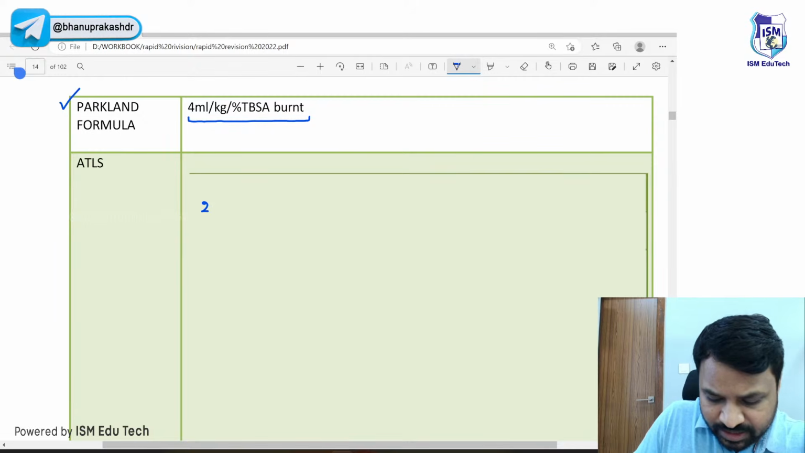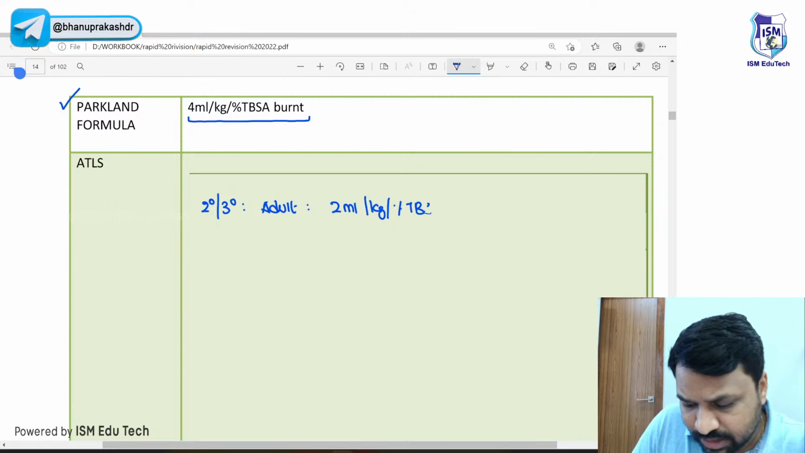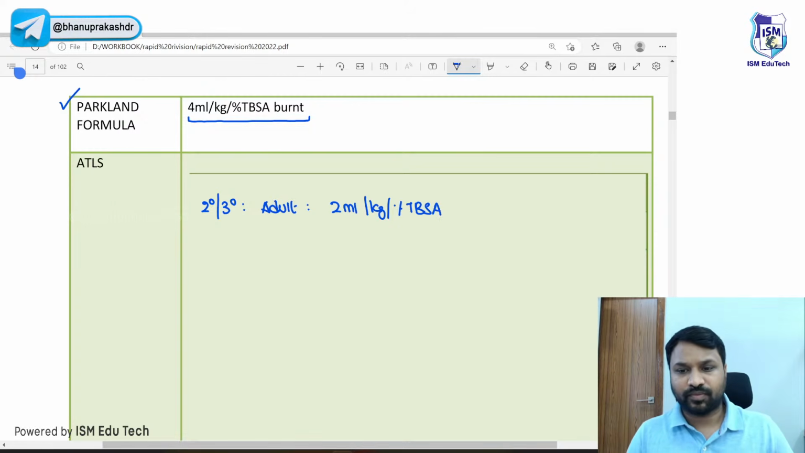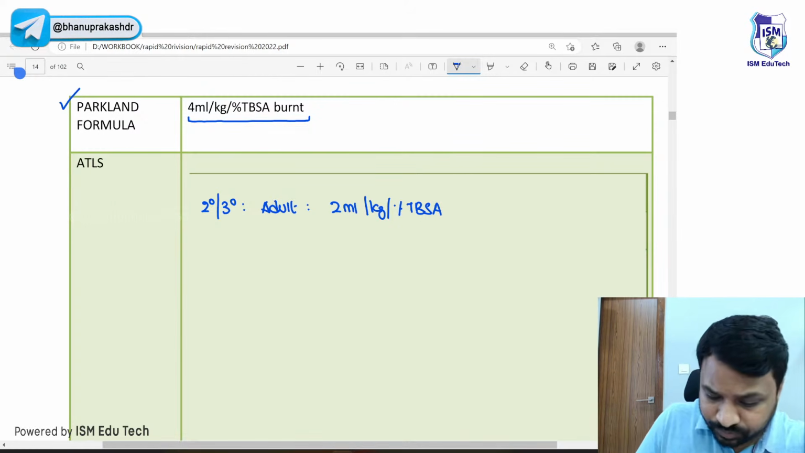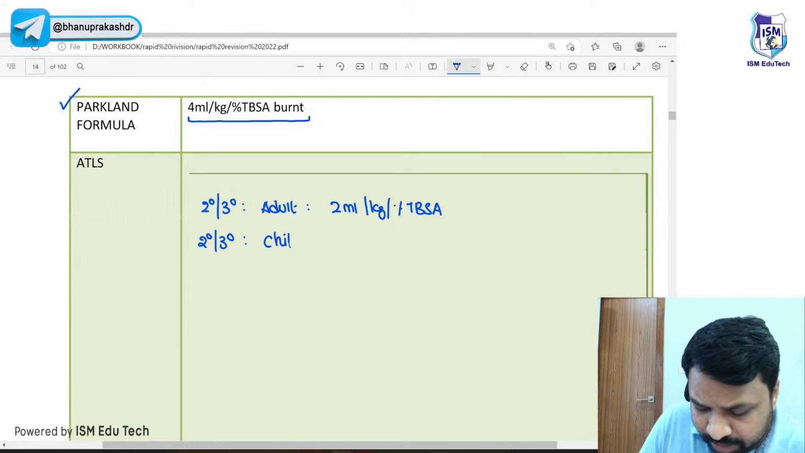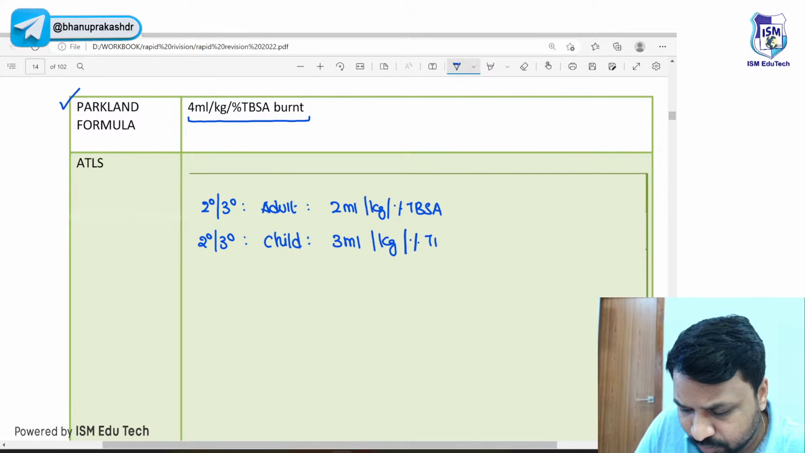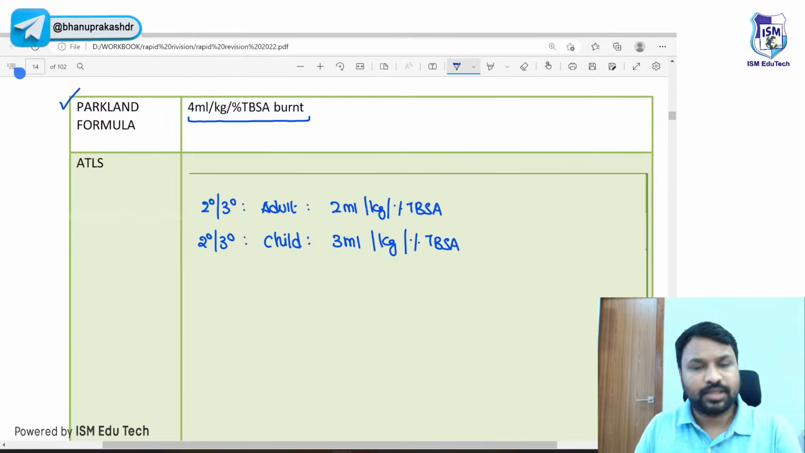ATLS says that if there is a second degree or a third degree burn, and if the patient is an adult, then I will use 2 ml per kg per percentage of total body surface area that is burnt. Now, if you have a second degree or a third degree burn, but this time it is a pediatric age group, that is child, then I will take it as 3 ml per kg per percentage of total body surface area burnt.